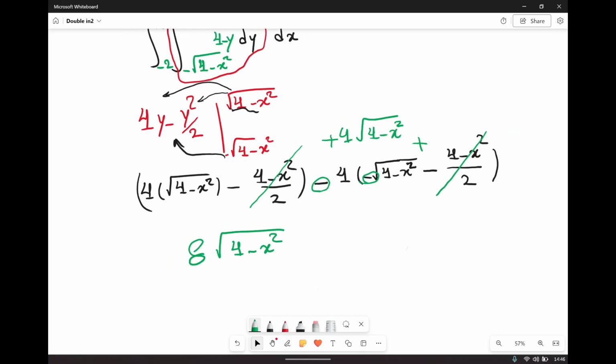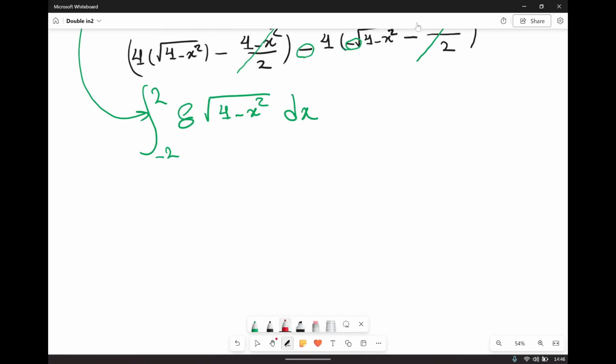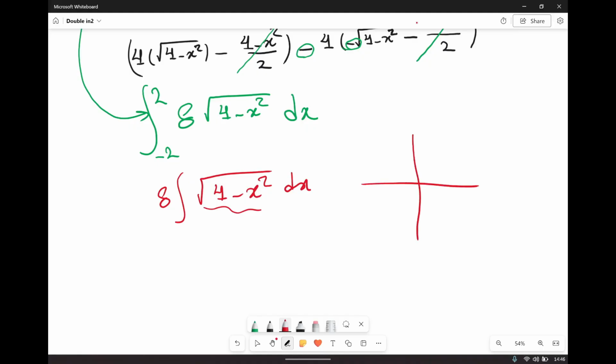But right now we must calculate this integration between minus 2 and 2 with respect to x. Do you think we must calculate that? No, not at all. Why? We can also use the trigonometric substitution, but be a little genius, guys. That is exactly this part of the circle, yes, the positive side.